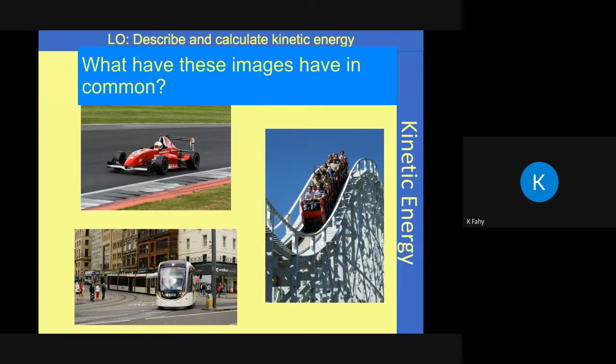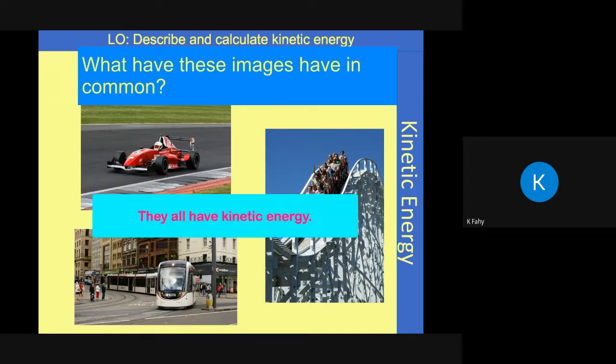So looking at these images, what do they all have in common? You've got three different images. You've got a racing car, you've got a tram, you've got a roller coaster. How are they the same? What have they got that is the same? All right, so hopefully you're all shouting at the screen that they all have kinetic energy. They are all moving objects. They are all moving from one place to another.